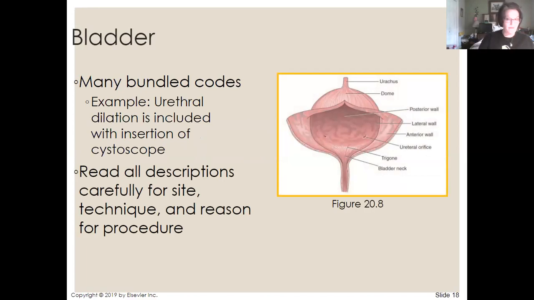The bladder subheading 51020 through 51597 includes many usual services. For example, incision and excision, but it also contains the urodynamic category. When coding from this subheading, it will help to know the anatomy of the bladder. There's a bladder diagram here for you, and it's also in your book. It's figure 20.8. Bladder mini bundled codes, example, urethral dilation is included with insertion of cystoscope. Read all descriptions carefully for site, technique, and the reason for the procedure.